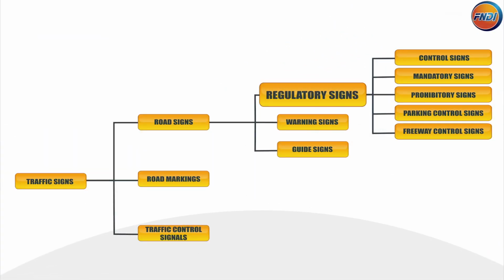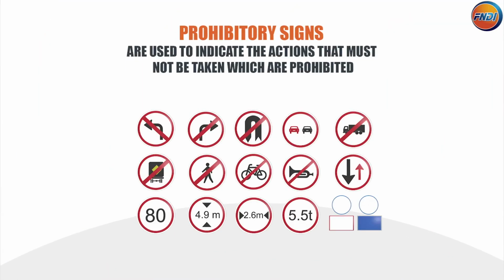Now you will learn about the third type of regulatory sign, that is, prohibitory signs. Prohibitory signs are used to indicate the actions that must not be taken, which are prohibited. Mostly, prohibitory signs are circular in shape with a white background and red border.